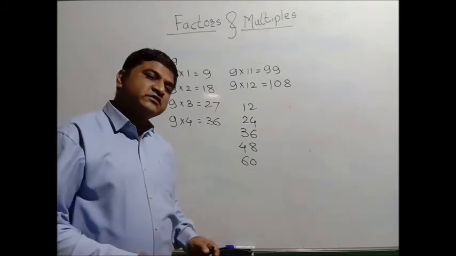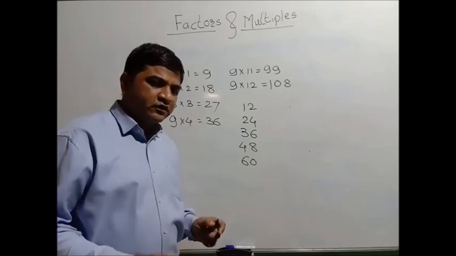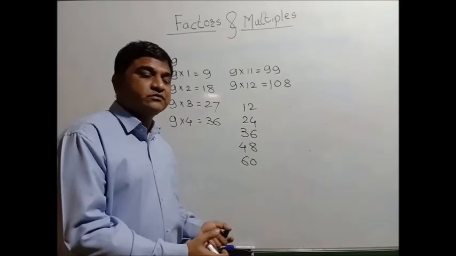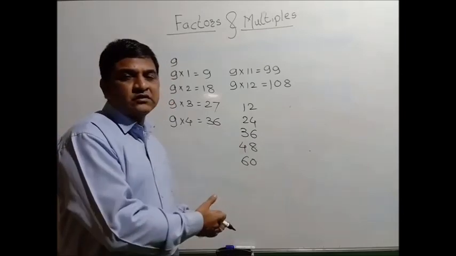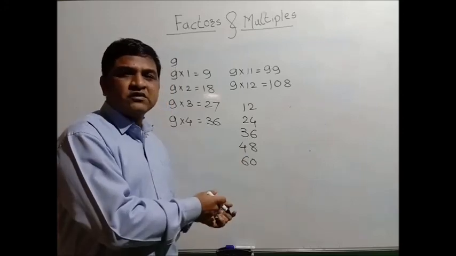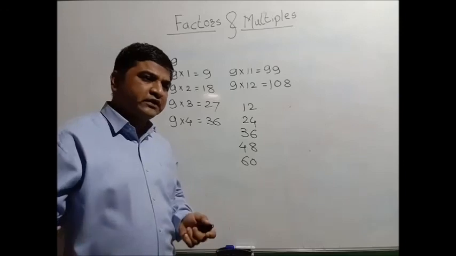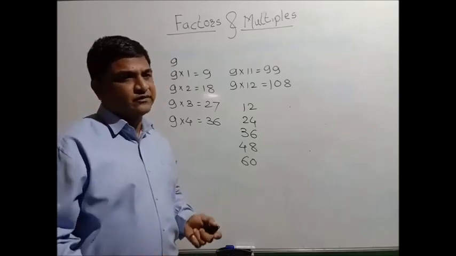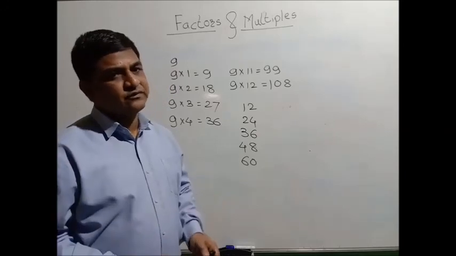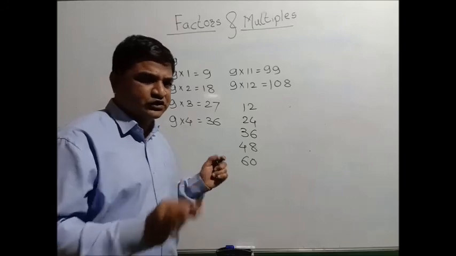So what are the multiples? Multiples are nothing but the multiplication table of a number. You may be asked to find the first 5 multiples of a particular number, or maybe the first 10 multiples. So don't worry about it. We just multiply the number with 1 to 10 and we get the multiples of that number. So the multiplication table gives the multiples of that number. So the concept of multiples is that easy.